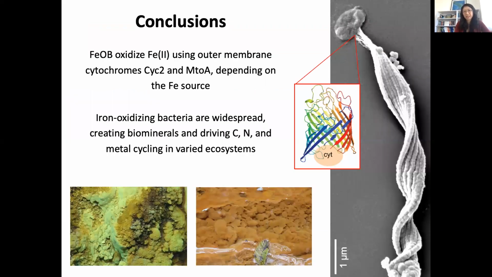But in all, what we know now is that they not only make beautiful minerals, but they have evolved these outer membrane cytochromes, multiple of them, even more than the ones that I've talked to you about, I think, to be able to oxidize iron, keep it outside the cell, and create these structures. They're widespread, and through their metabolisms and through the mineral reactivity, these organisms drive carbon, nitrogen, and metal cyclings in a whole wide variety of ecosystems. And so that's the end, and I am happy to take questions as there is time.